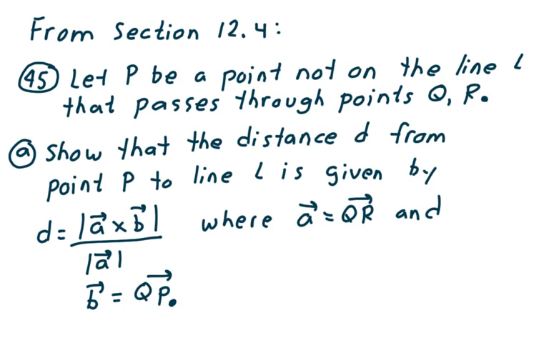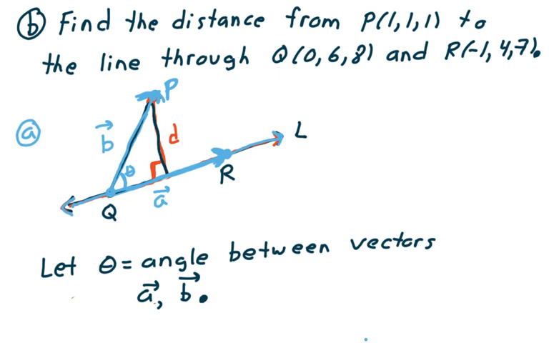Part A. Show that the distance D from point P to line L is given by D equals the magnitude of A cross B divided by the magnitude of A, where A is equal to the vector QR and B is the vector QP. Part B. Find the distance from point P, which is (1, 1, 1), to the line through points Q, which is (0, 6, 8), and R, which is (-1, 4, 7).